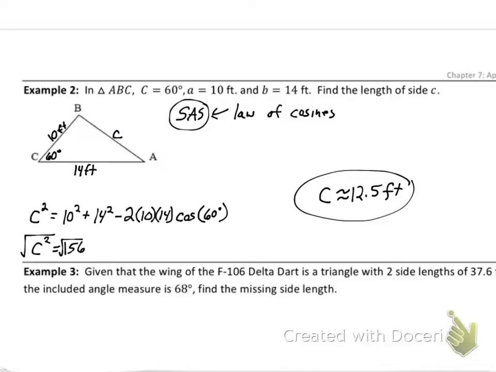But yeah, you can plug that all in. And what I do on a test is I usually plug it in twice. I clear it out, plug it in again just to make sure I'm working with the right number. But C is about 12.5 feet. Any questions on that one?